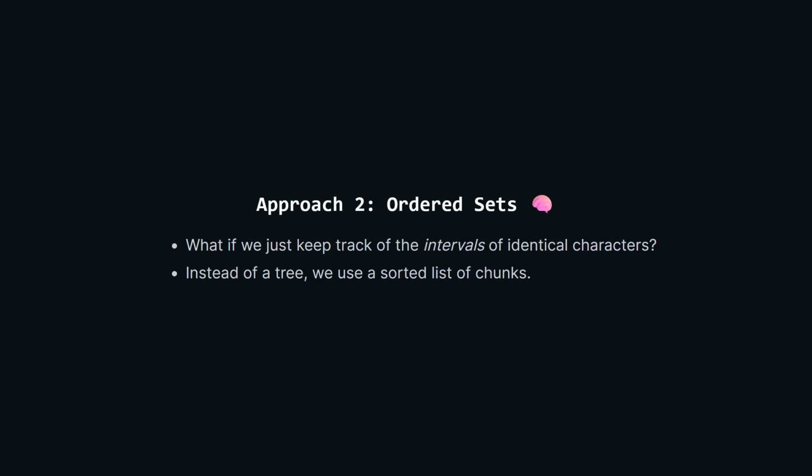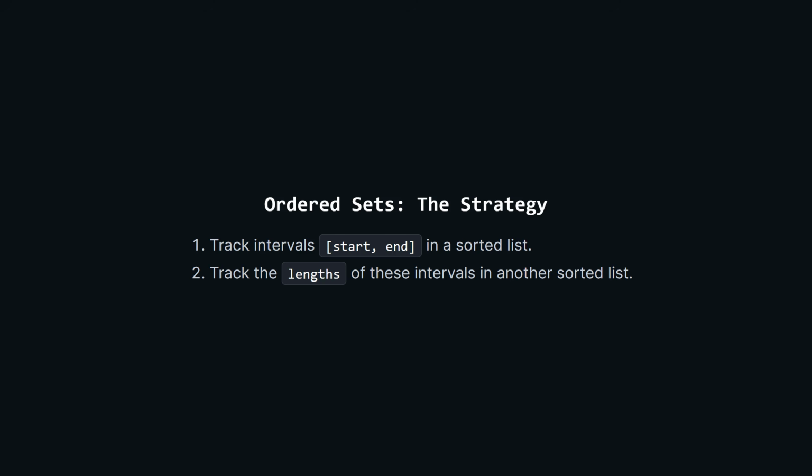There is another way to think about this, using ordered sets. Instead of a segment tree, what if we just maintained a sorted list of the start and end positions for every block of identical characters? We'd need 2 sorted lists. One keeps track of the boundaries, like start and end positions of each block. The other keeps track of the lengths of those blocks, so we always know the maximum length instantly.